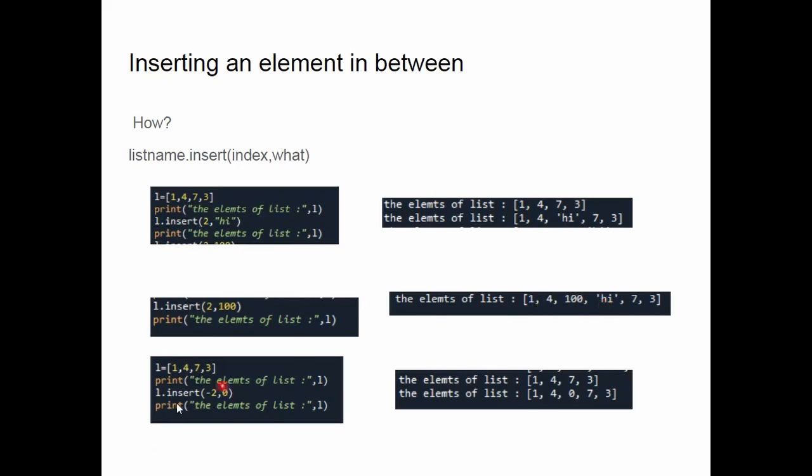Now I can use negative indexing also for inserting a value. With -1, -2, this is at the -1 position, this is the -2 position, and after that the value will be inserted using negative indexing.